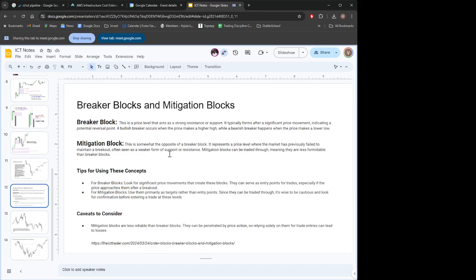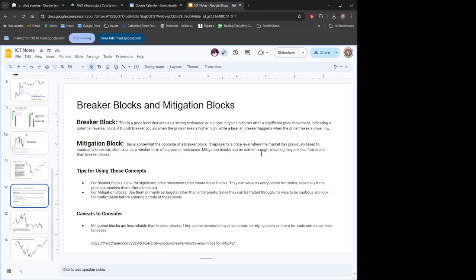A mitigation block is basically again a failed order block, but it is still a place of price significance. Typically you use mitigation blocks as a target, because price will tend to go to that point and then move on from there. So mitigation blocks are typically points that you will use as targets.